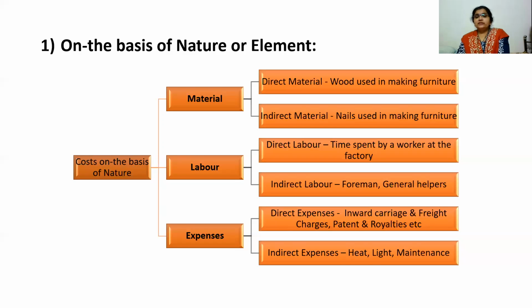Then we have another one, that is expenses. Under expenses, we again have two classifications: direct expenses and indirect expenses. Direct expenses are like inward carriage, freight charges, patent, royalty, etc. Those are called direct expenses. And then the indirect expenses, like heat, light, maintenance and so on, are called indirect expenses. These are some important cost classifications on the basis of nature or element.